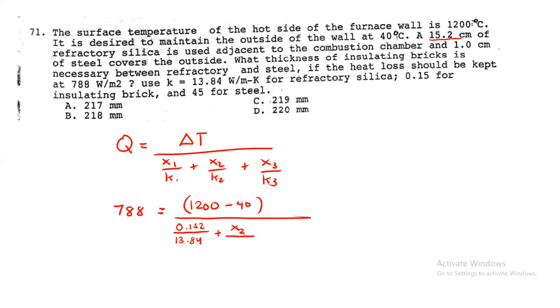So divided by K2 niya. So yan yung insulating brick, no? So 0.15 plus X3. So ang X3 natin ito, meron pang 1 cm na steel dyan. So 1 cm is 0.01 meter. Divided by K3, so ang K ng steel is 45. So makuha natin X2 in meter. Meter yung lalabas dito.